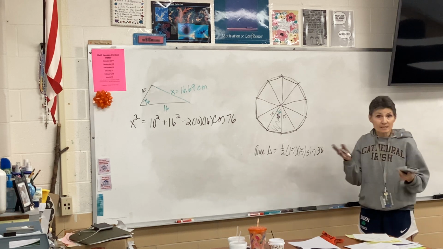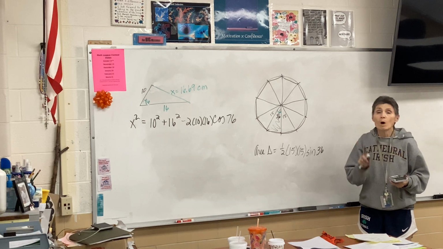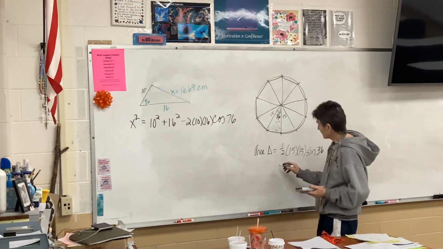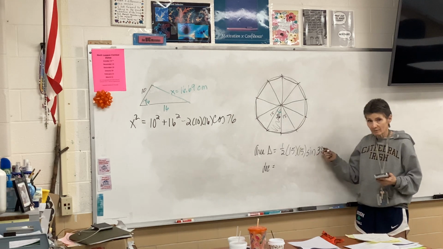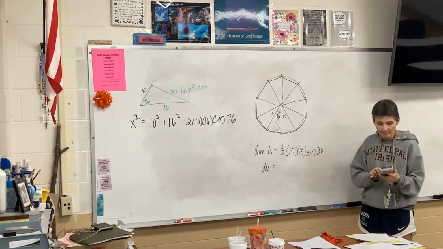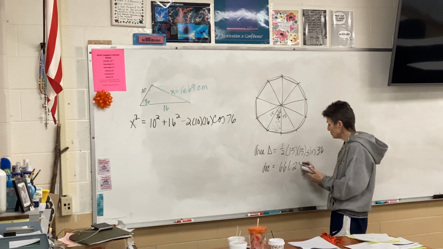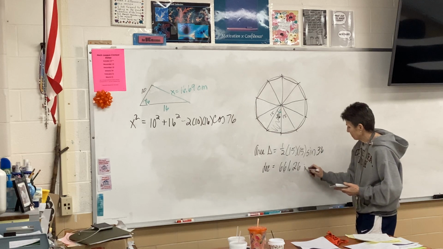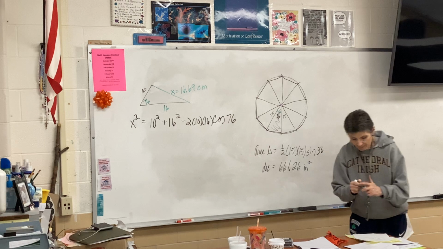I got 66 something. But again, remember, that is one triangle. To get the area of the decagon, you're going to take that area that you just got times 10. So I got 661.26 square inches for the area of my decagon.